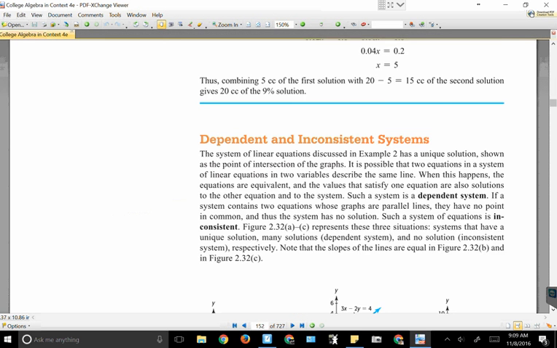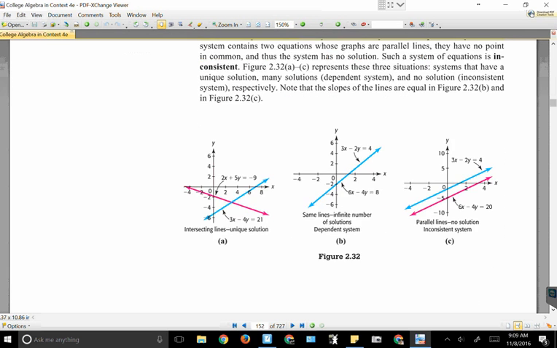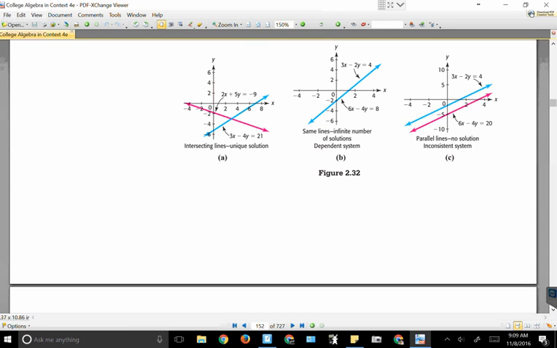So, dependent and inconsistent systems. Now, this is something you should put down in your notes somewhere, have access to, so that you can familiarize yourself with them. Intersecting lines have one unique solution, yes? Okay. Same lines, infinite number of solutions. Now, you can have the same equation in multiple forms.